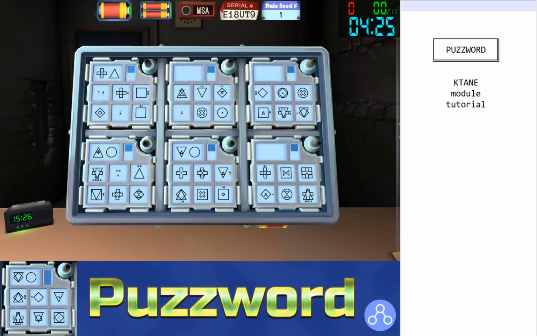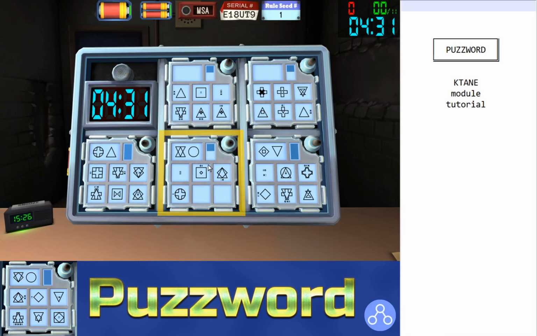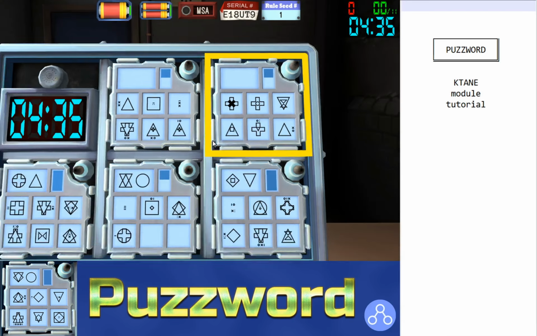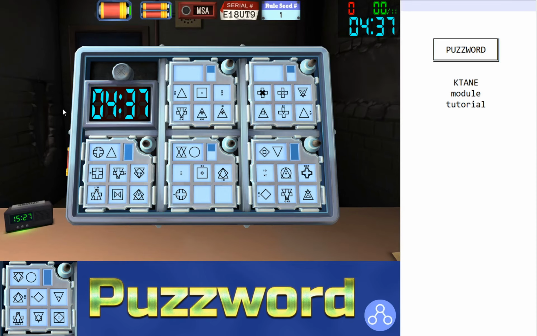Today I would like to show you a new module that was published recently, and it is called Puzzword, and this is what it looks like. It has a lot of mystifying and interesting symbols on it. What do they all mean? Let's get straight into it.